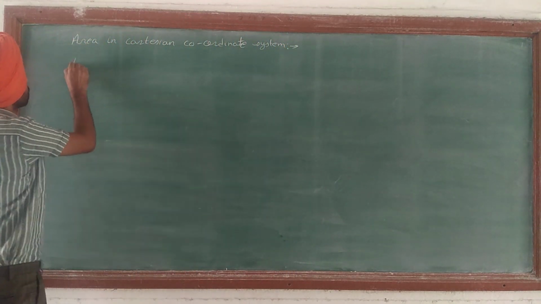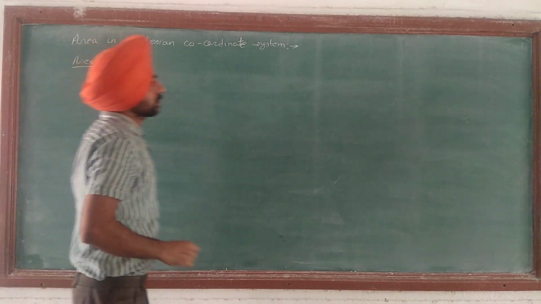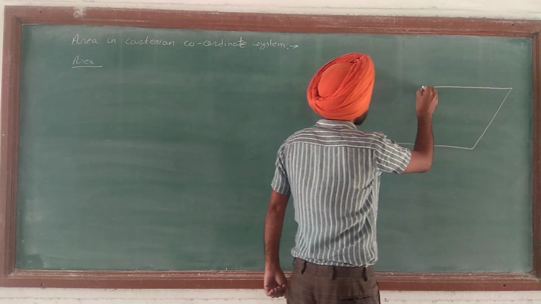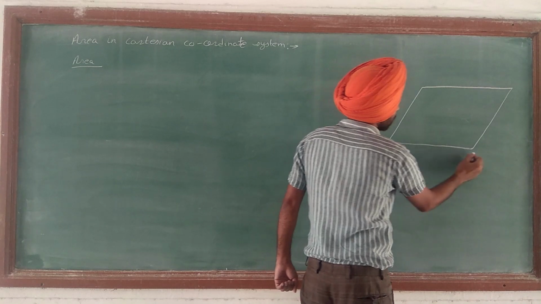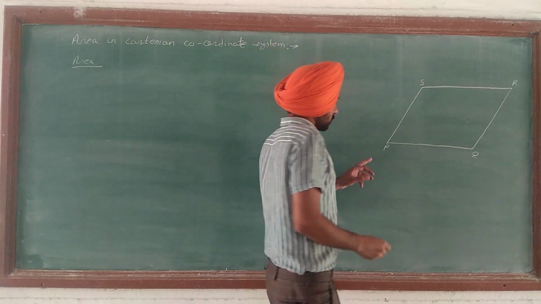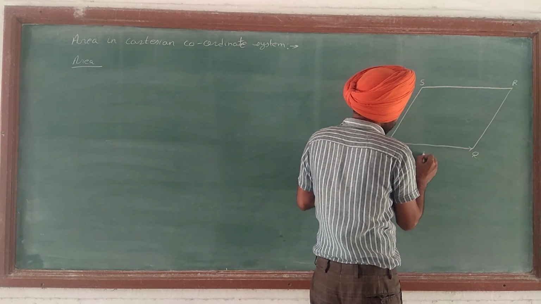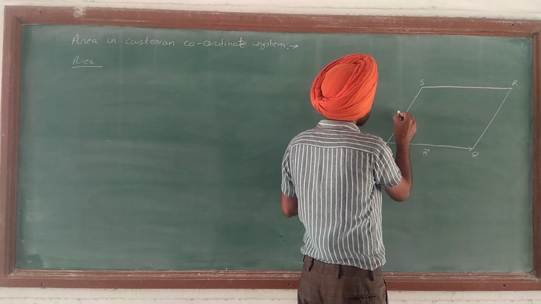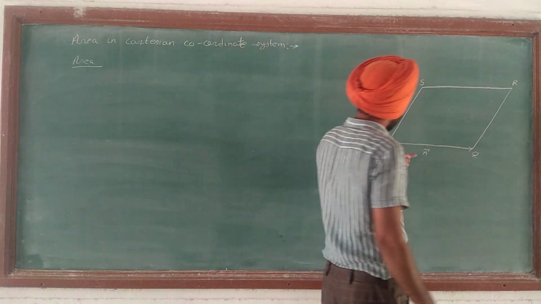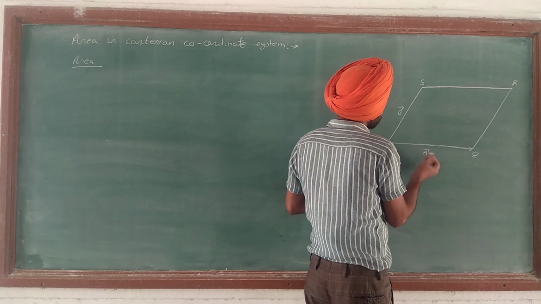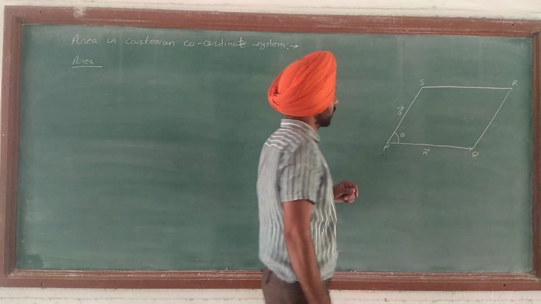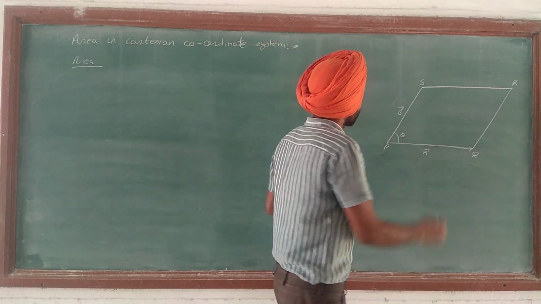Let us consider a parallelogram PQRS. In this parallelogram, let PQ be represented by vector A and PS be represented by vector B. So we will find out the area of this parallelogram with the help of vectors A and B, and angle SPQ is theta. The angle between vector A and B is theta.